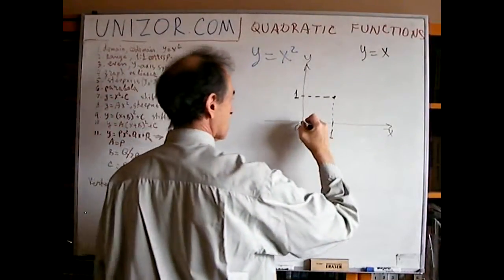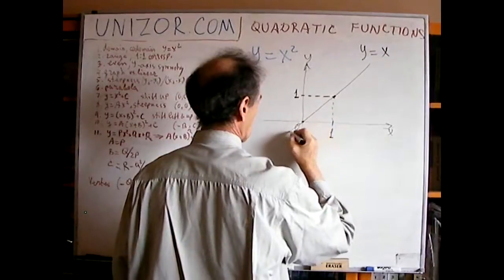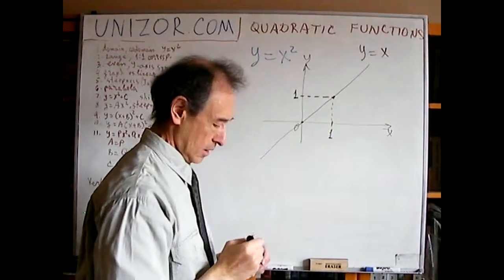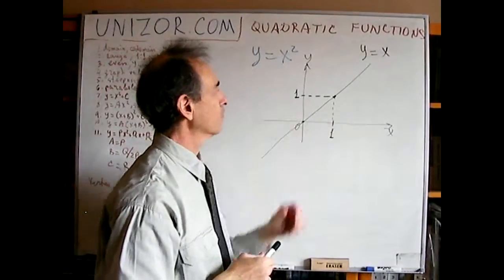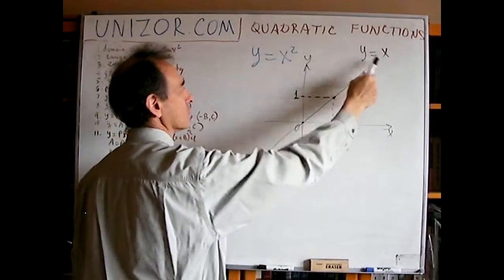Now, you know this is the straight line, and it also crosses these two points, 0, 0, and 1, 1. Now, how does this graph look relative to this one?